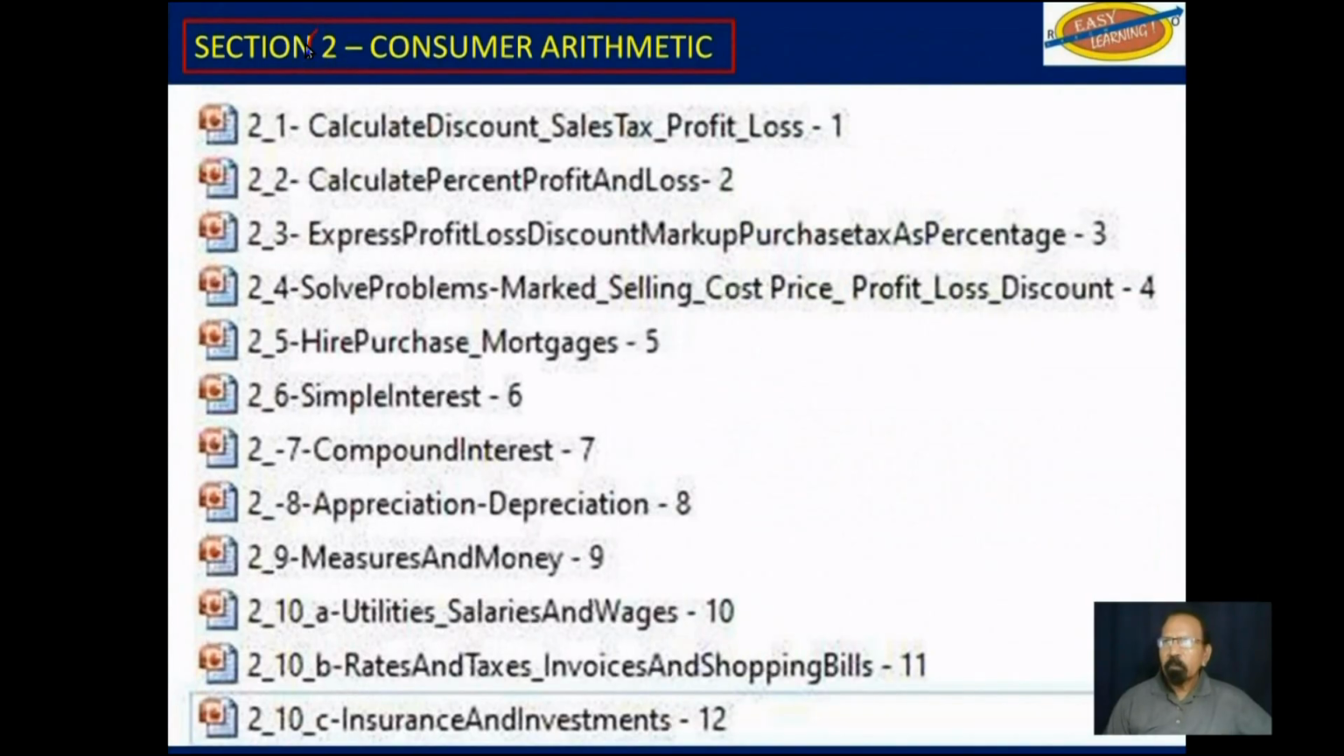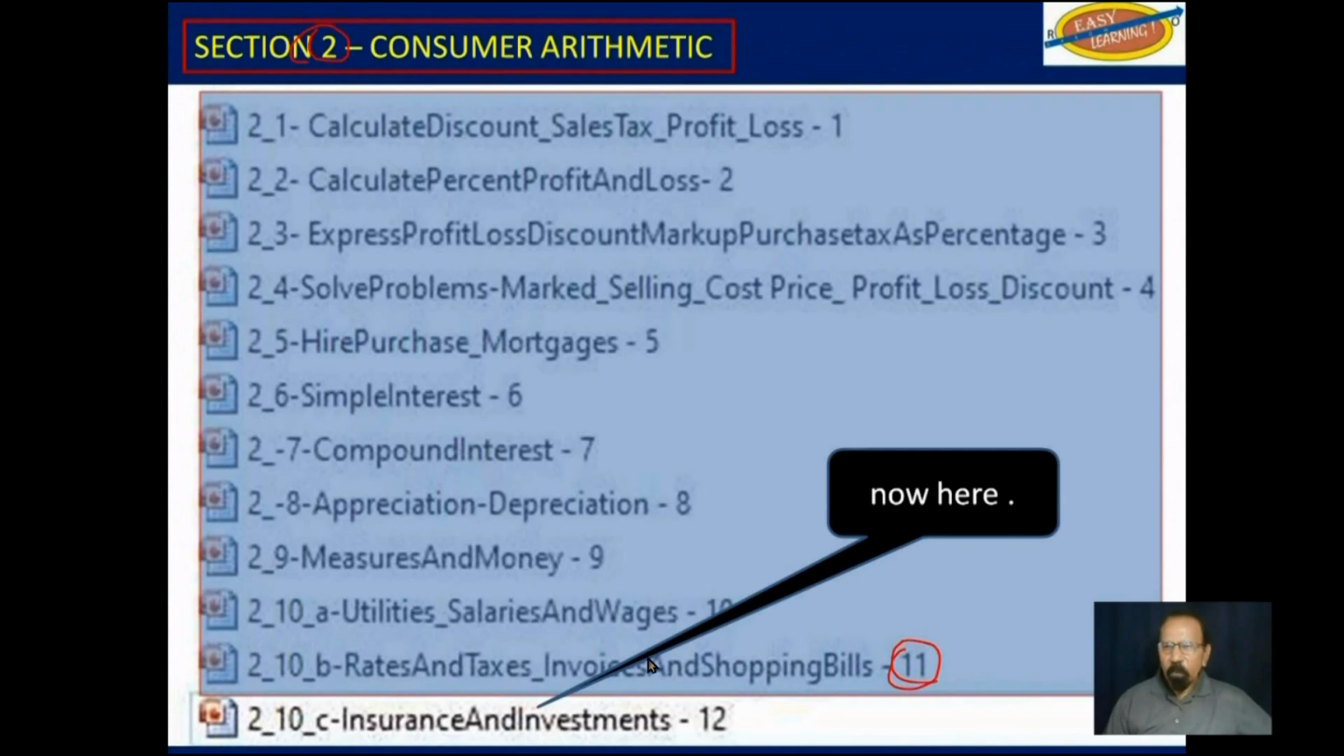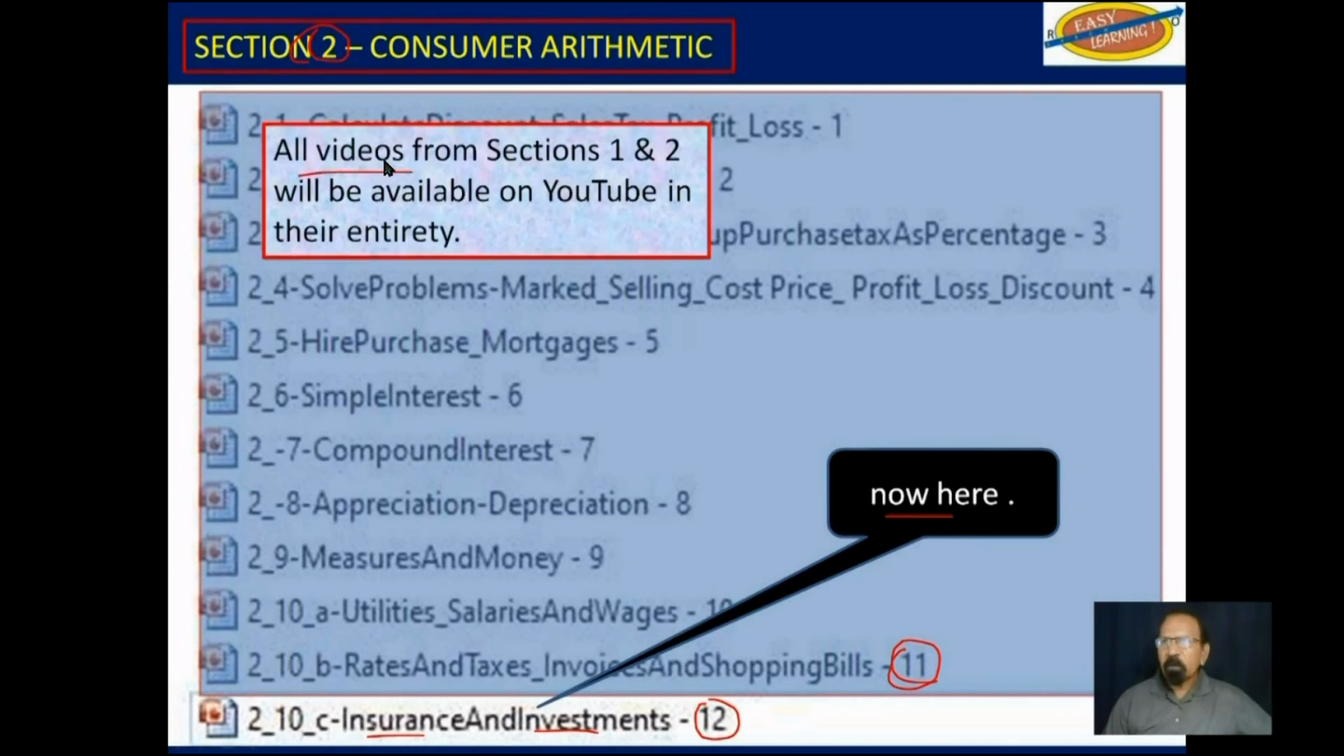Section 2, so far we have completed 11 of the 12 videos and published them. Therefore, we are now doing this 12th video, which is the last video in this section, and it deals with insurance and investments. All videos from sections 1 and 2 will be available on YouTube in their entirety. As of now, it is just this 12th one remaining to be published.